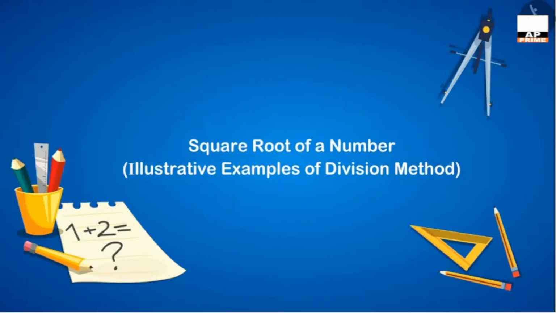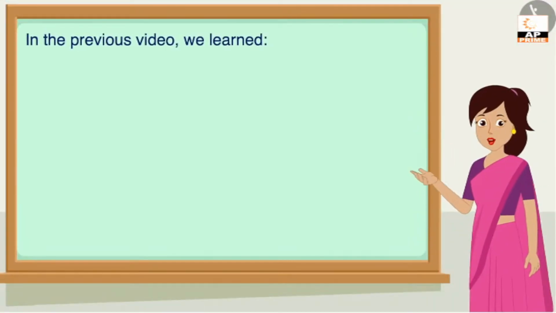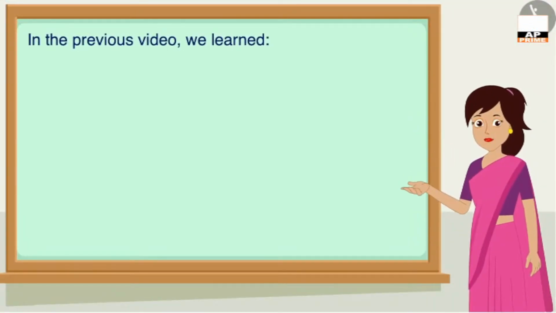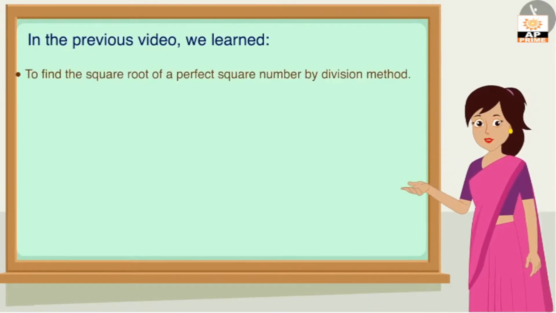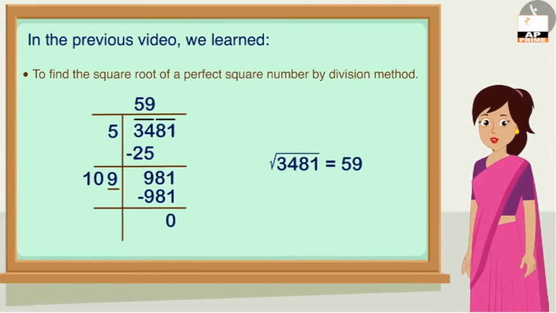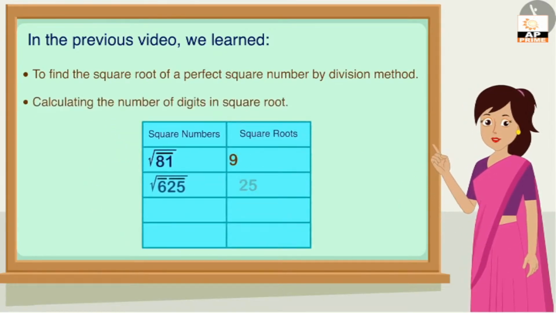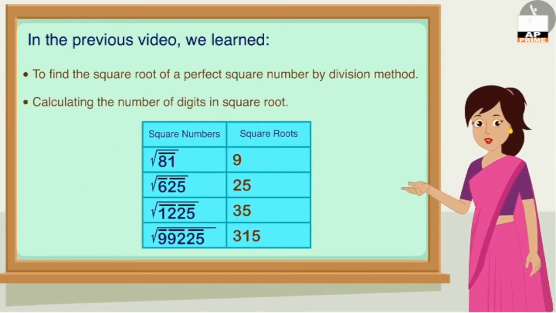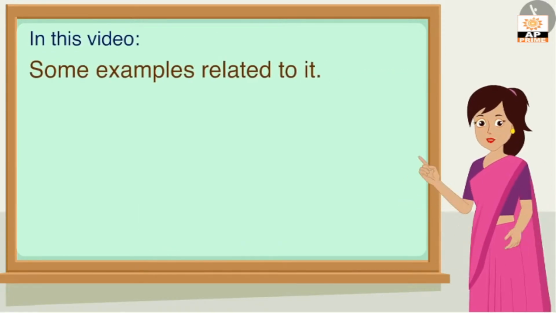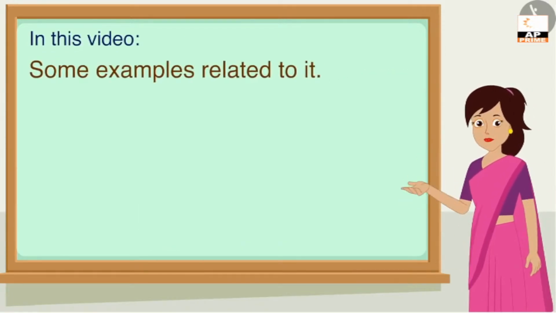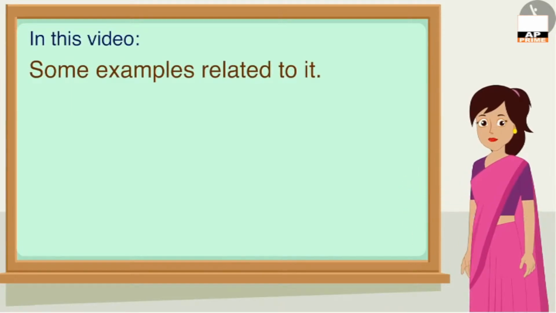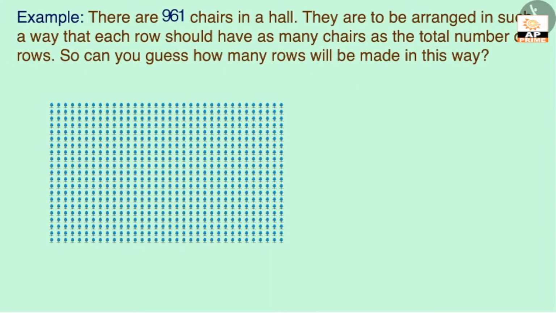Square root of a number, examples of division method. Hello friends, welcome to this video. In the previous video, we learned to find the square root of a perfect square number by the division method and to calculate the number of digits in its square root. In this video, we will see some examples associated with the division method of finding the square root. Let's look at the first example.